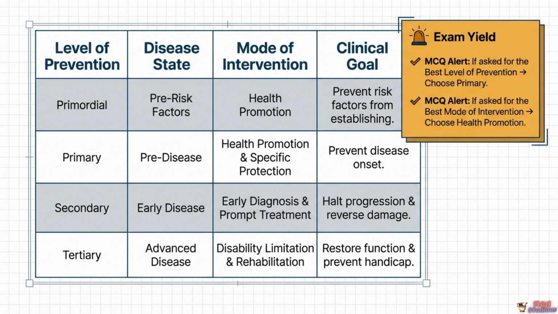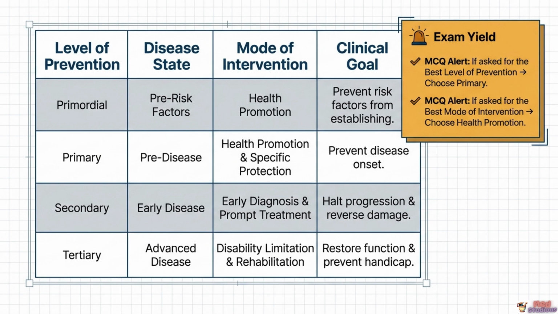Secondary prevention operates at the early disease stage. The disease has begun but is still reversible. Its mode is early diagnosis and prompt treatment, and its goal is to halt progression and reverse damage. Tertiary prevention operates at advanced disease. Irreversible structural damage has occurred. Its mode is disability limitation and rehabilitation, and its goal is to restore function and prevent social handicap.